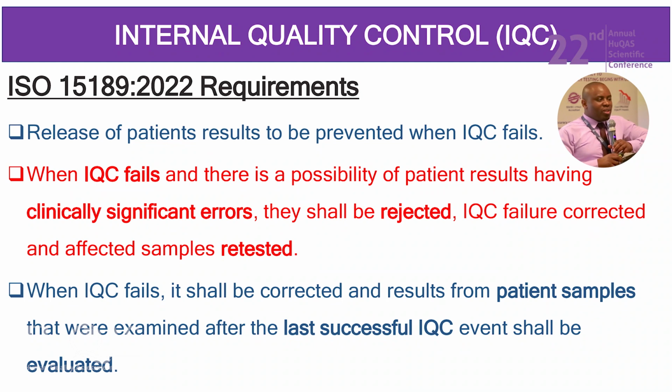Now, what should happen when IQC fails? In many cases, we run IQCs and patient samples together. That happens to save on the TAT, to save on time, to release patient results as soon as possible. Now, we have a problem here because if you happen to have run IQCs and the patient samples together, and then the IQC fails, you will first of all, of course, do the correction. Like we said, you have to hold the results. But it will not stop there.